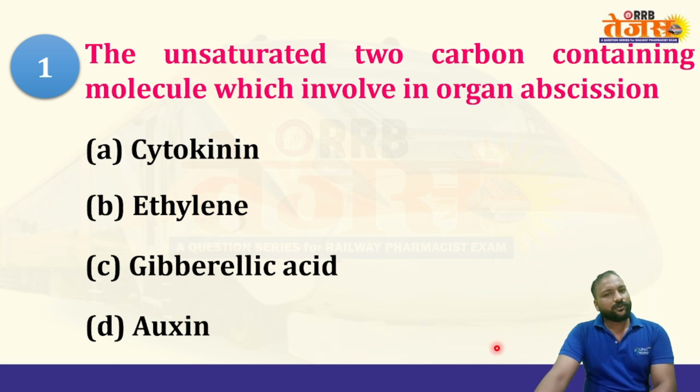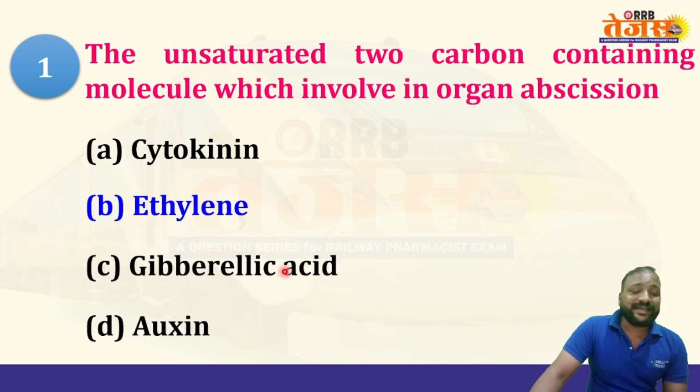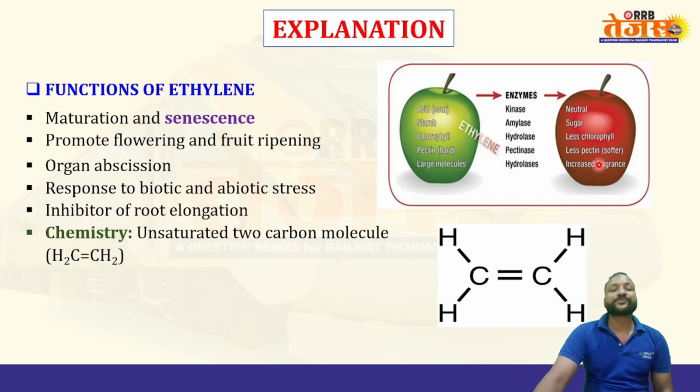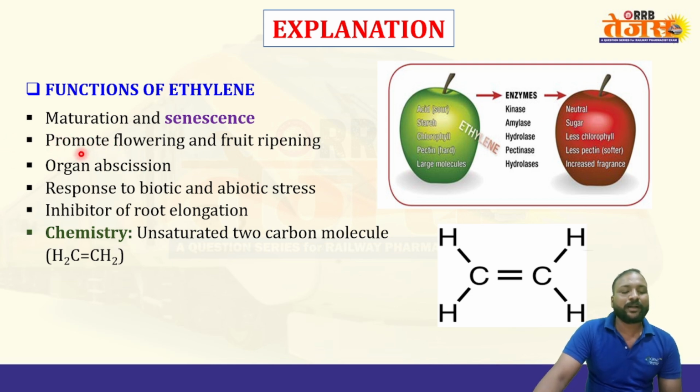I think you got the answer. Yes, option B is correct: ethylene, two carbons, the carbon containing molecule which is involved in organ abscission. The functions of ethylene are to promote flowering, fruit ripening, maturation and senescence. Organ abscission responds to biotic and abiotic stress, and it is an inhibitor of root elongation. Coming to the chemistry, it is an unsaturated 2-carbon molecule.